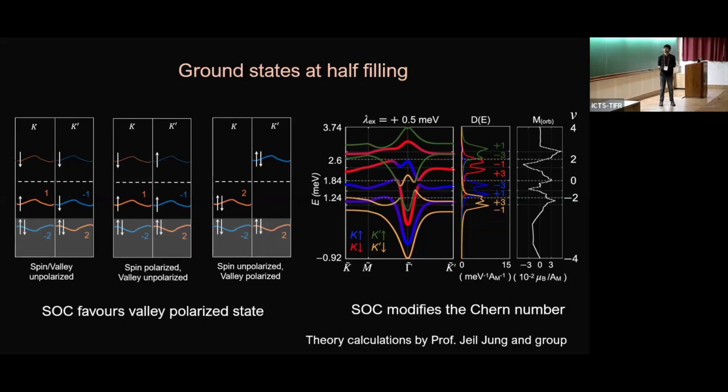Yeah. So the valley Chern numbers of these isolated bands are ±1 and ±3, and this also changes the moment you vary the spin orbit coupling strength; you get a set of Chern numbers. But if you calculate the total Chern number at half filling by adding these numbers, you get it to be 2.